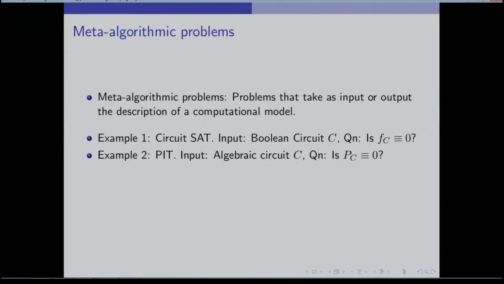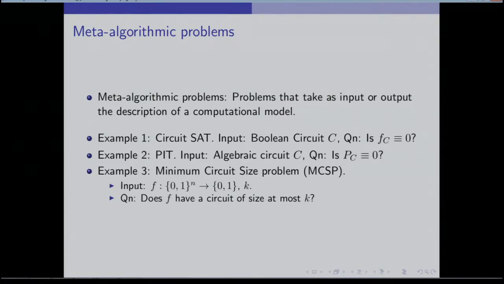The problem that we're going to be looking at is slightly different from these and similar to one that Eric was talking about in his talk yesterday. He talked about the minimum circuit size problem. Here, the input to the problem is not a circuit. The input is the truth table of a function, a Boolean function on n bits. The truth table is a Boolean string of length 2 to the n, and that's the input. You also have a size parameter k, which is part of the input. The question is, does this function have a Boolean circuit of size at most k? That's the minimum circuit size problem.